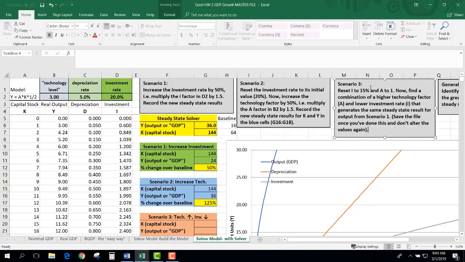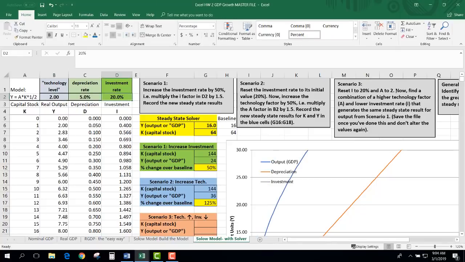Okay, and then finally scenario 3 says reset your initial values. In this example here, I had 20% and 2. Reset technology back to 2, investment back to 20%. Now find a combination of a higher technology factor and a lower investment rate that generates the same steady state result for output from scenario 1. So I want to get output back to 24 again.